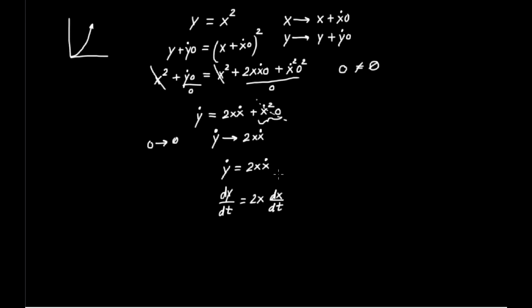And then, if you wanted to find what dy divided by dx is going to be, what you would do is solve this equation for y dot divided by x dot. And if you do some rearranging with this equation, you'll find that y dot divided by x dot is going to be 2x. And this y dot divided by x dot quantity is the slope of the tangent line at any x value.